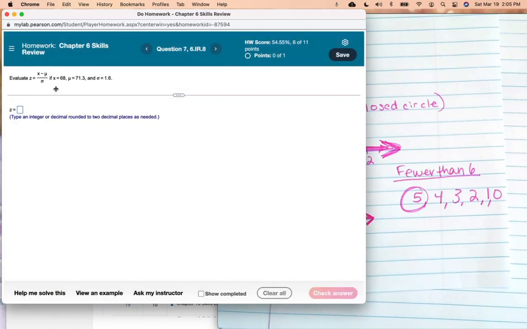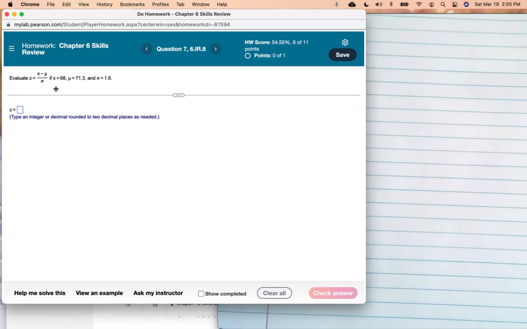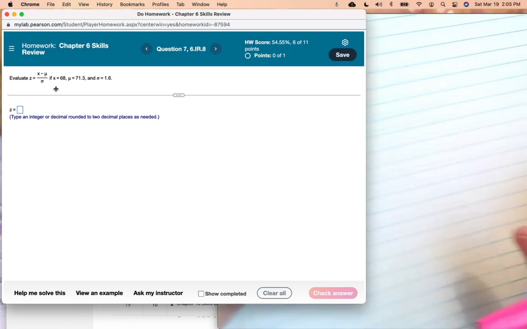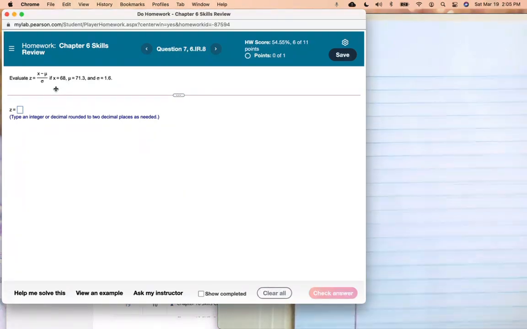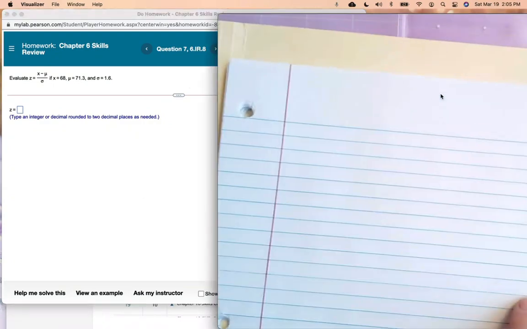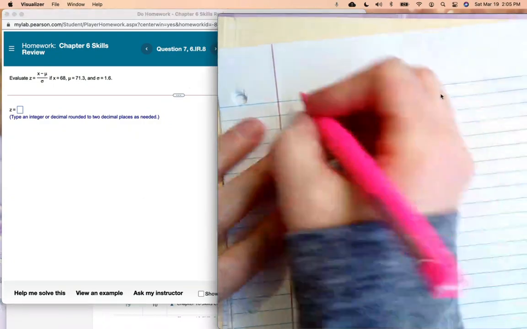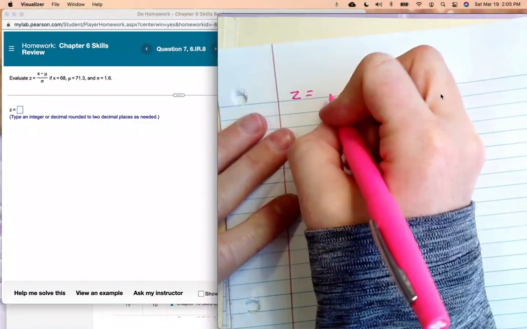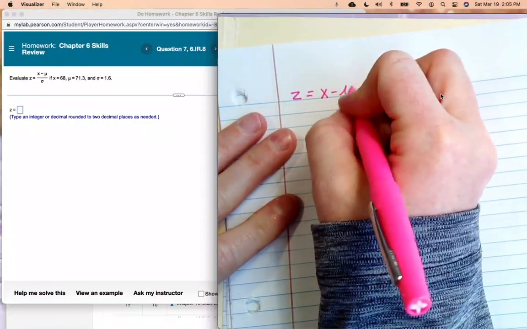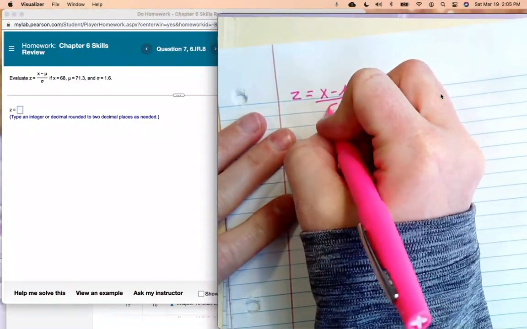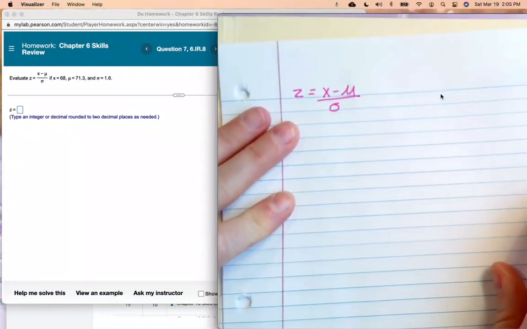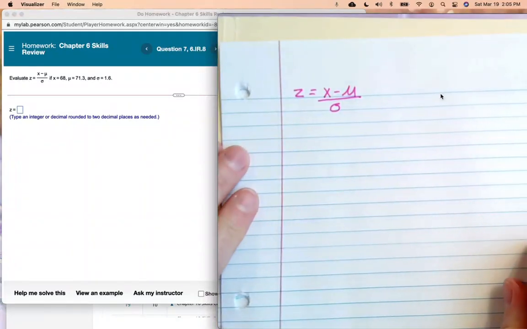All right, we have a formula now. Let me write it down. This is the formula for z-score that we're going to be dealing with in chapter 6. Our z-score is found by doing x minus mu over sigma. It gives us the formula, and we're just asked to find out what the z-score is.